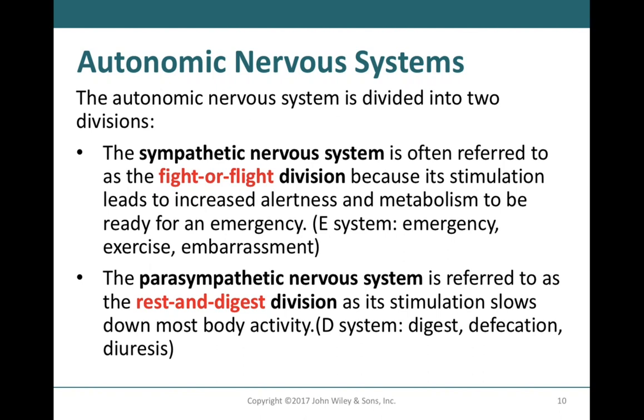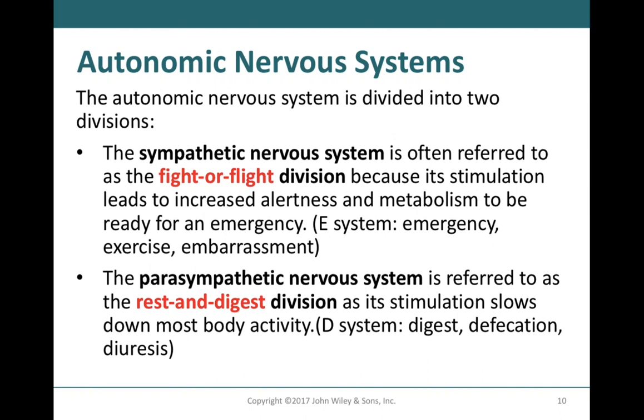So our sympathetic nervous system and our parasympathetic nervous system make up the autonomic nervous system. The sympathetic nervous system controls our fight or flight responses, and our parasympathetic nervous system controls our rest and digest responses. What this means is that when the sympathetic nervous system is active and sending out signals, this is going to increase our body's metabolism and awareness.